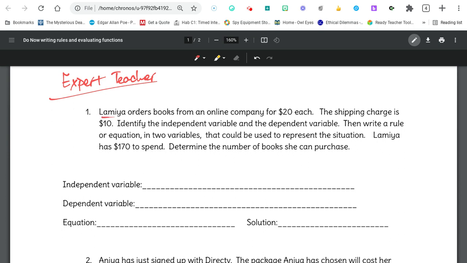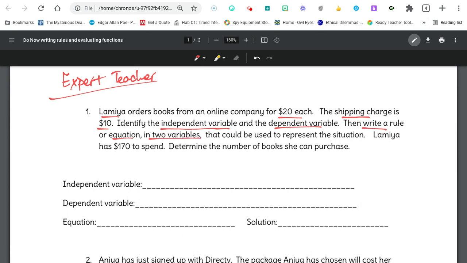All right, number 1 says, Lamaya orders books from an online company for $20 each. The shipping charge is $10. So you're going to charge Lamaya $10 just to ship the books, but she's ordering books at a cost of $20 each. Identify the independent variable and the dependent variable. Then write a rule or an equation in two variables. When I say in two variables, I mean it's got to have an x and a y that could be used to represent the situation.